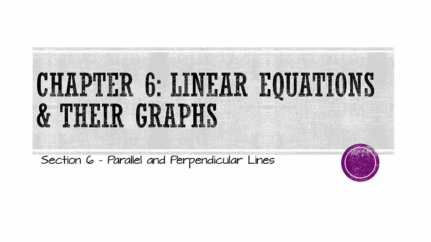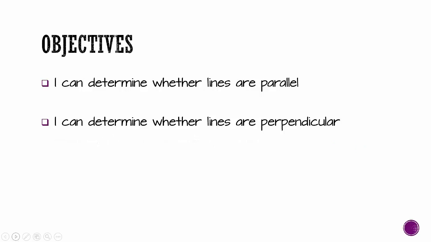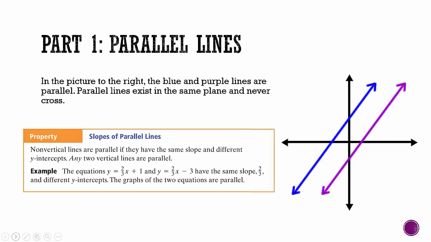Chapter 6, Section 6 is about parallel and perpendicular lines. By the end of this lesson, you should be able to determine whether lines are parallel and whether or not they are perpendicular. In this picture here, the blue and purple lines are parallel. Parallel lines exist in the same plane, which kind of means they're drawn on the same piece of paper, and they never ever cross.